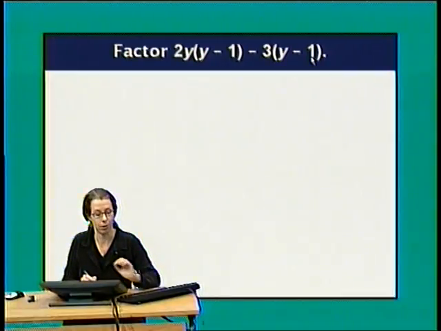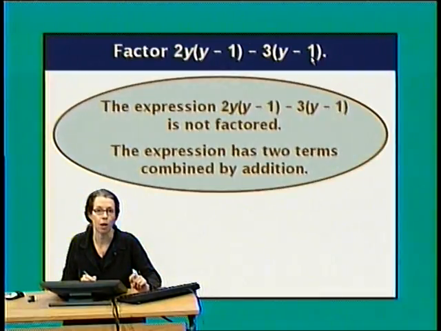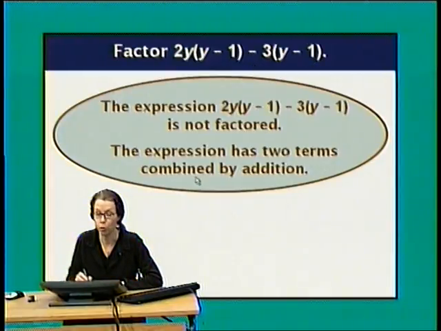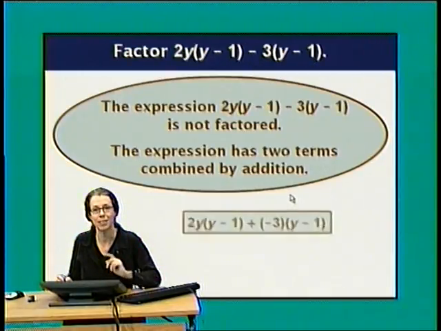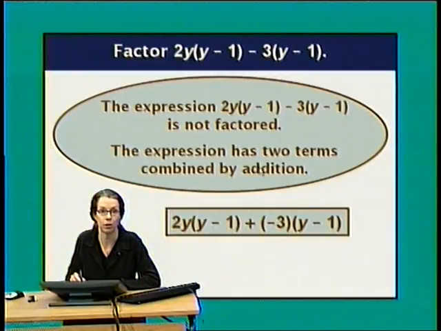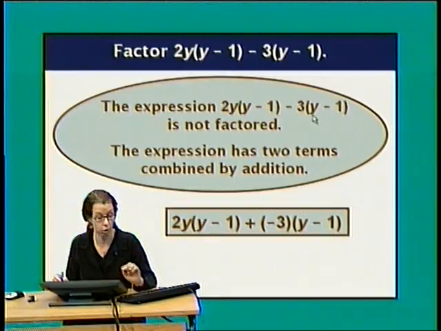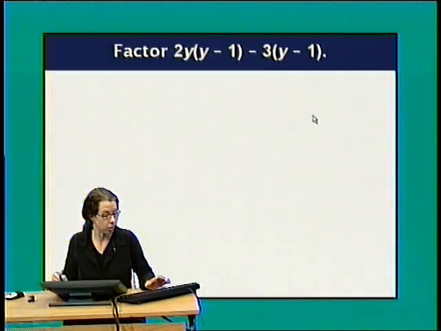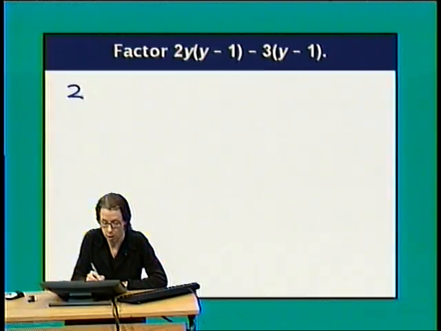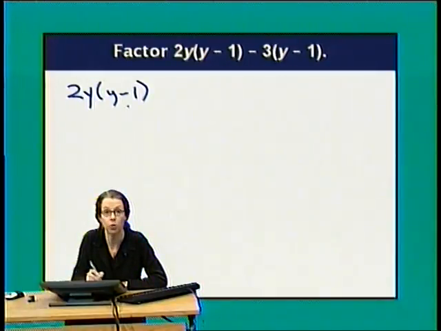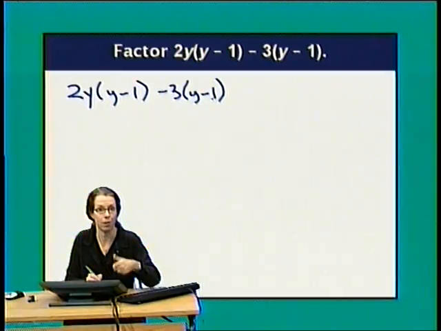Let's do another example. Again, this expression is not completely factored. Now we have two terms combined by addition, and we can see the addition if we remember that subtraction can be changed to addition. When I look at this expression, I see subtraction going on outside the grouping symbols. The expression's not factored, so I need to do a little bit more work to factor it. As in the previous two examples we just did, when I look at my two terms in this expression, I see a common binomial factor of y minus 1. I can pull it out.